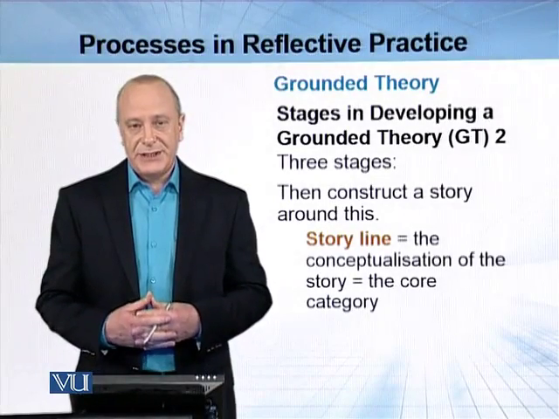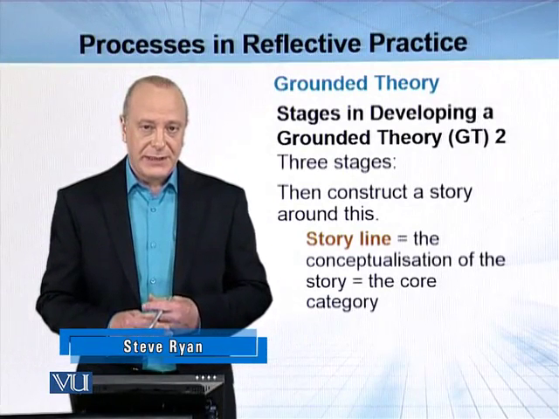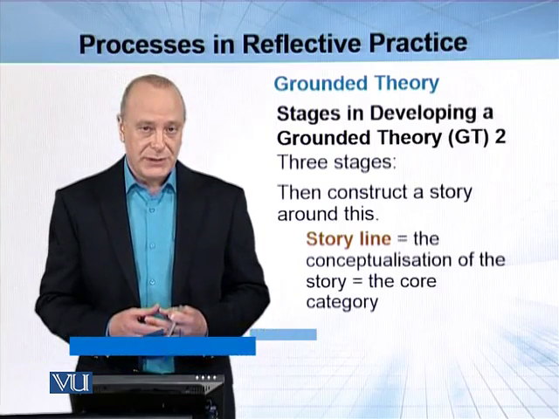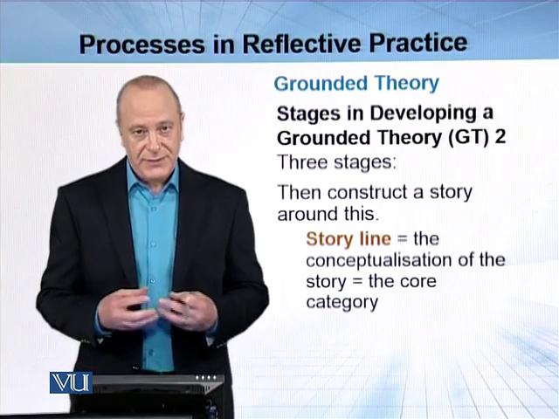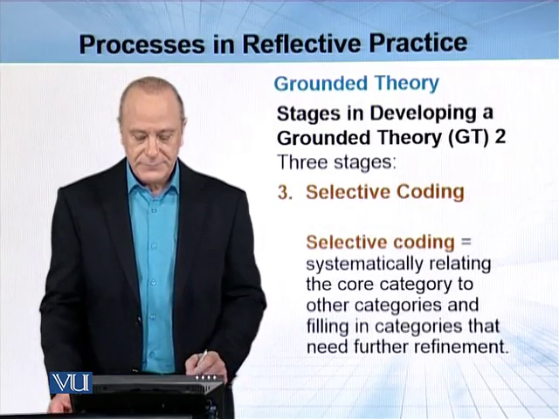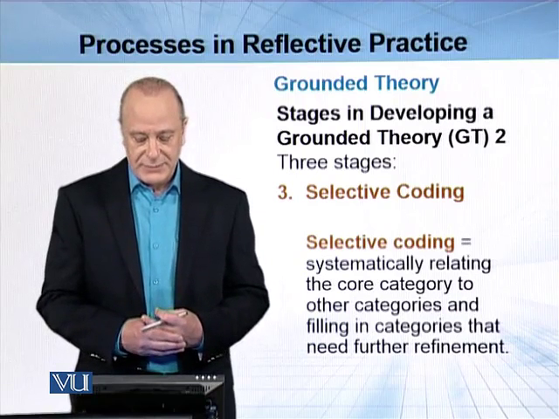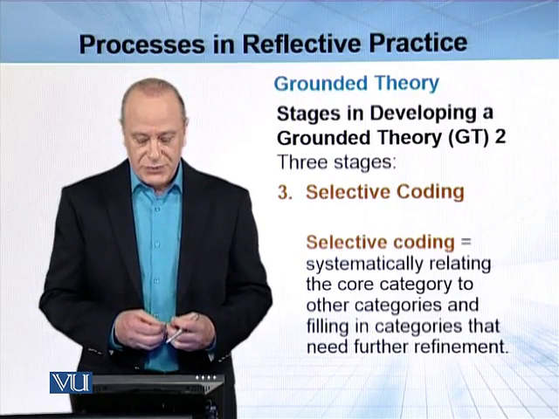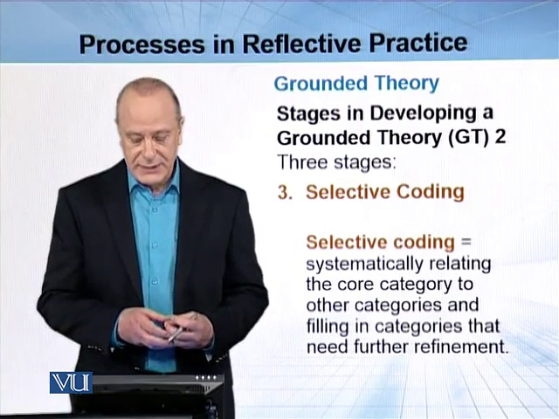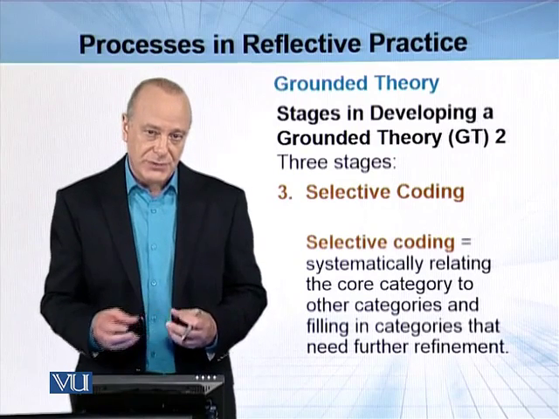The third stage of developing grounded theory is selective coding. This is where the reflective practitioner constructs a story around the data in order not only to explain it, but to conceptualize the thinking which underpins the data. And therefore, selective coding is a very systematic process in terms of trying to link some core categories with other categories in the data and fill in categories which are not in the data in order to create that story.